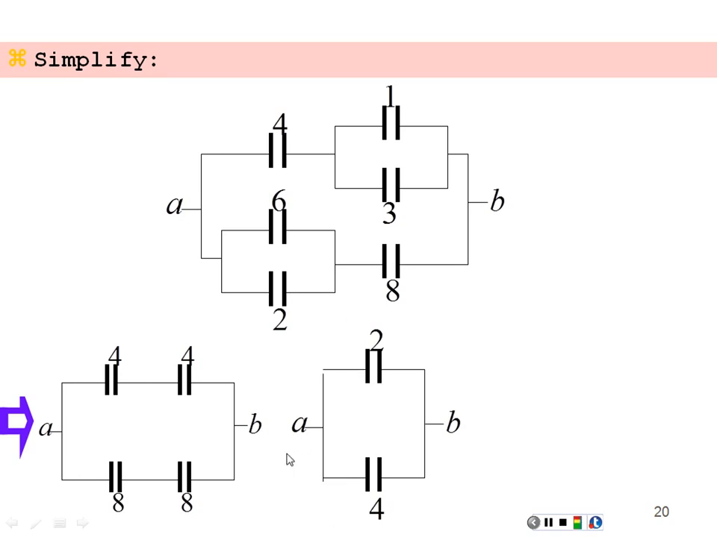So now our circuit looks like this. And the 2 and the 4 are connected end to end, so they are indeed in parallel. So we can add them together, and our result is that the equivalent capacitance of this whole network is 6, whatever the units were, 6.